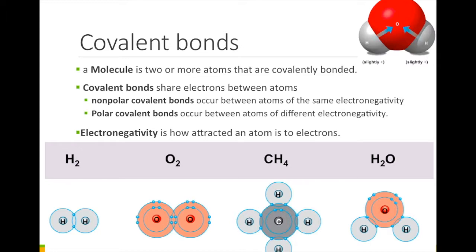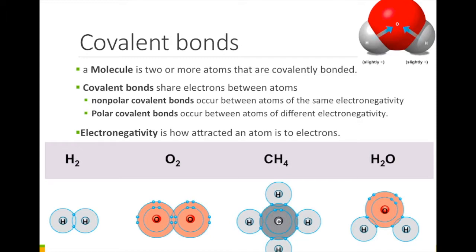Nonpolar bonds are formed when the electronegativity of the 2 atoms is the same. So when hydrogen shares with hydrogen, or oxygen shares with oxygen, they are sharing with another atom that is the same as them. This means that the electronegativities are the same. So H2 and O2 form nonpolar covalent bonds.